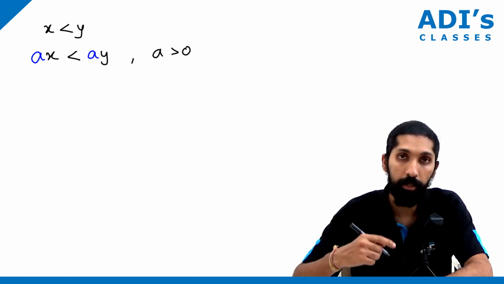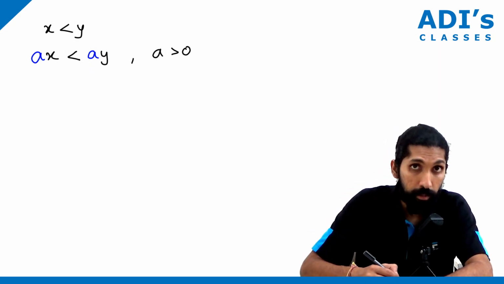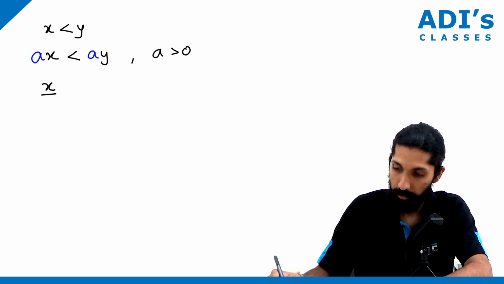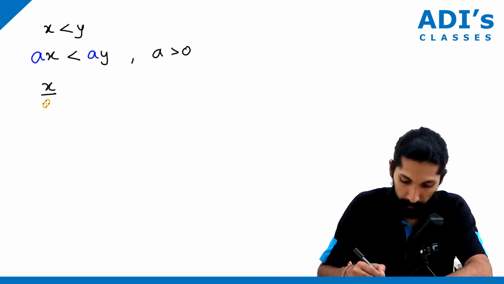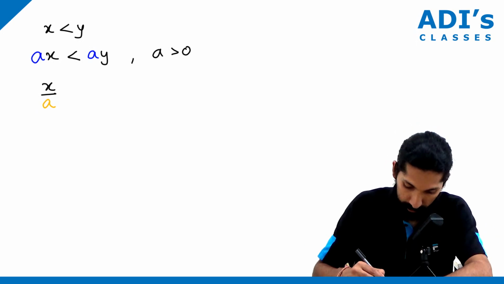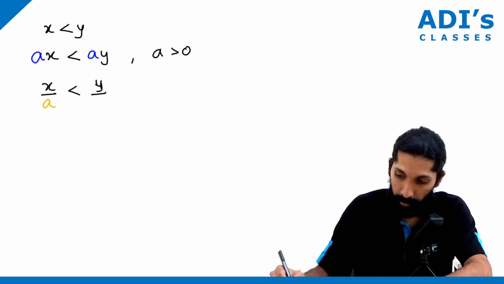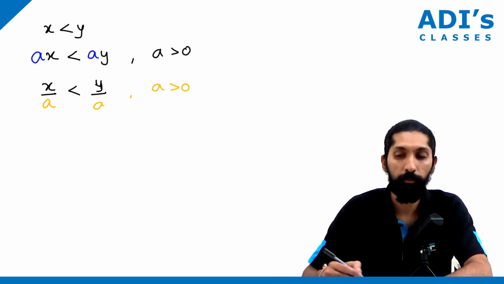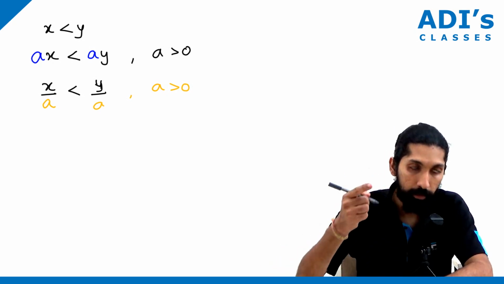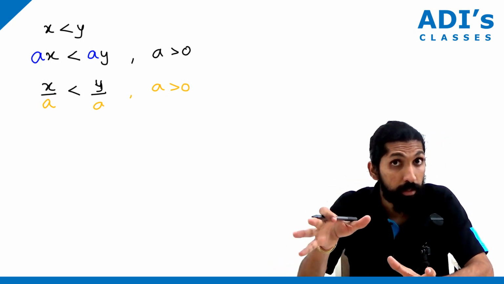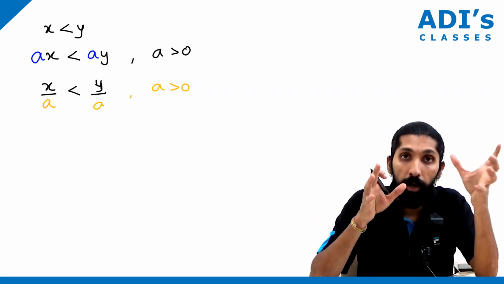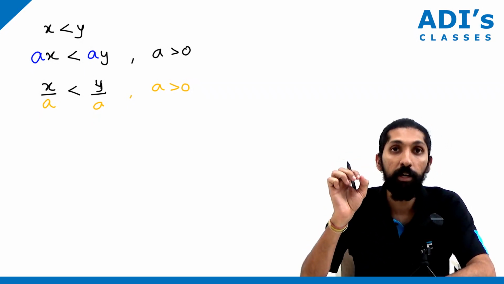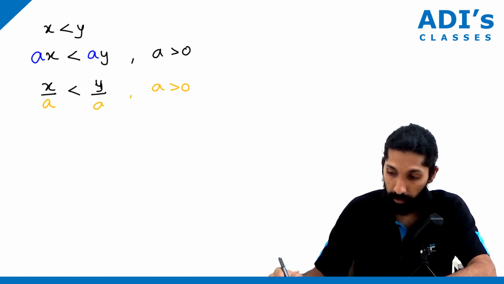Alright, divided by condition. Same thing. When you have x is less than y, x divided by a, divided by a. This will still be lesser than y divided by a. And the condition is what? A is greater than 0. Of course, a cannot be equal to 0. Greater than 0. So, the condition is what? Whenever you are multiplying or dividing by a positive number, let's be very specific, positive number. That means the condition holds good.